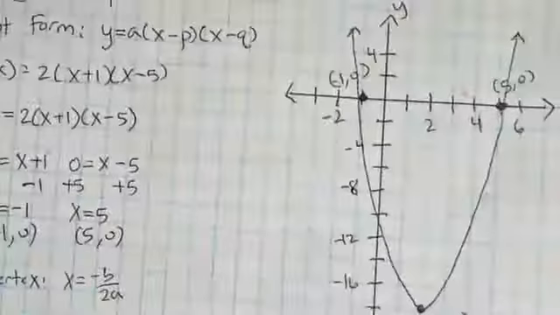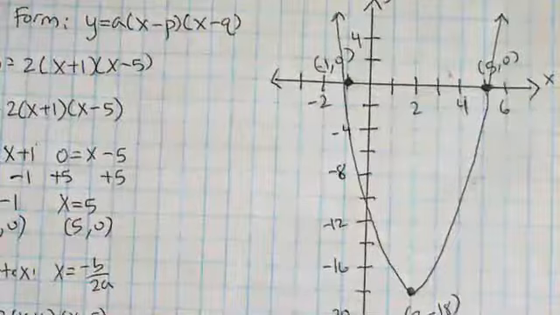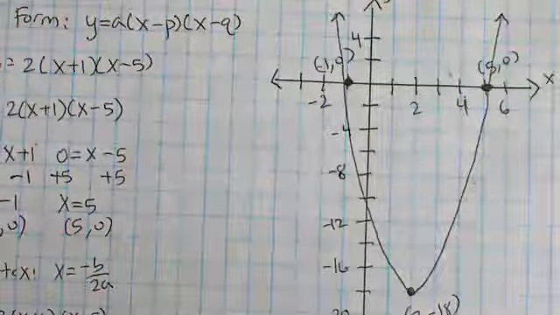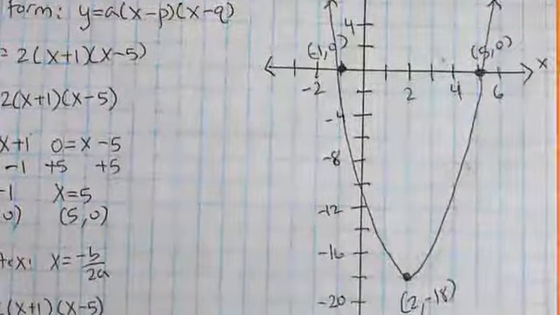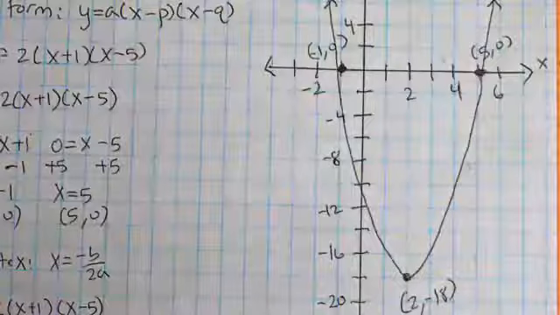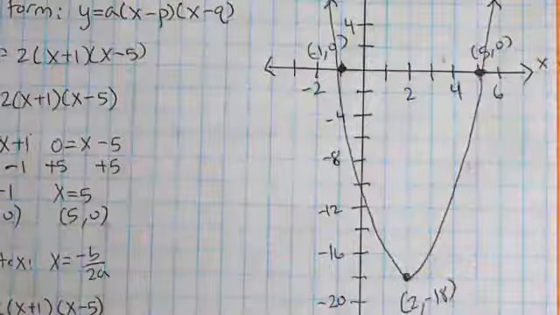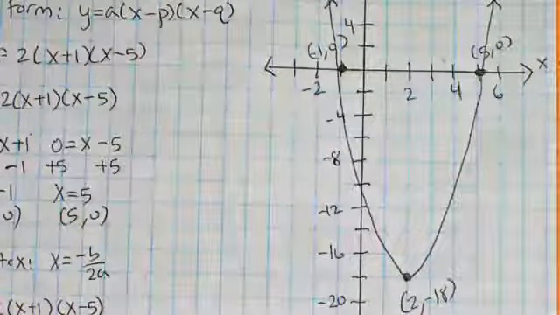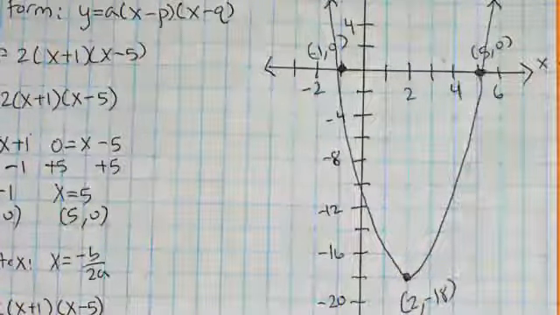And we have successfully graphed our original intercept form, 2 times x plus 1 times x minus 5, using the zeros at negative 1 and 5, and then finding the vertex using x is equal to negative b over 2a. And in truth, we pretty much just used skills that we had already developed, and we just used them all here.